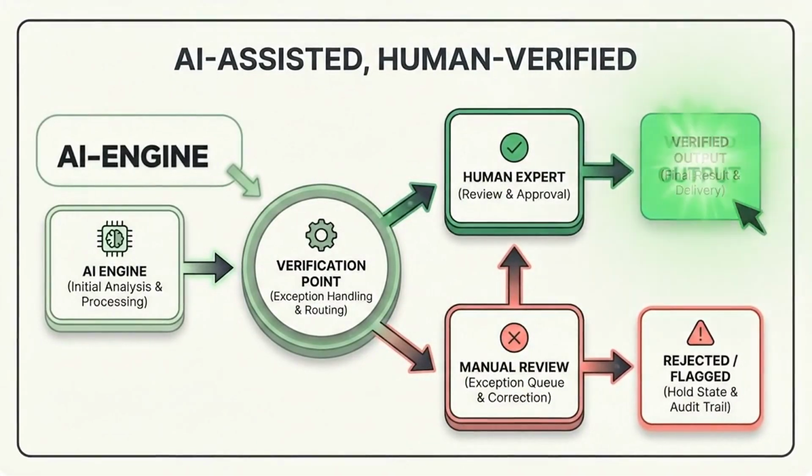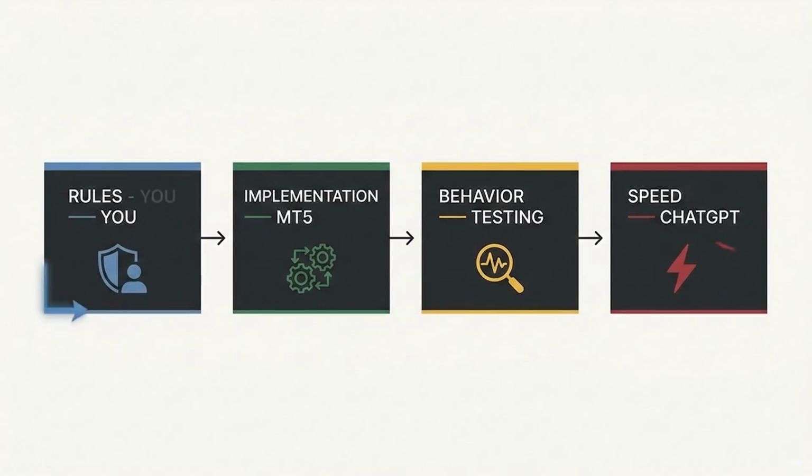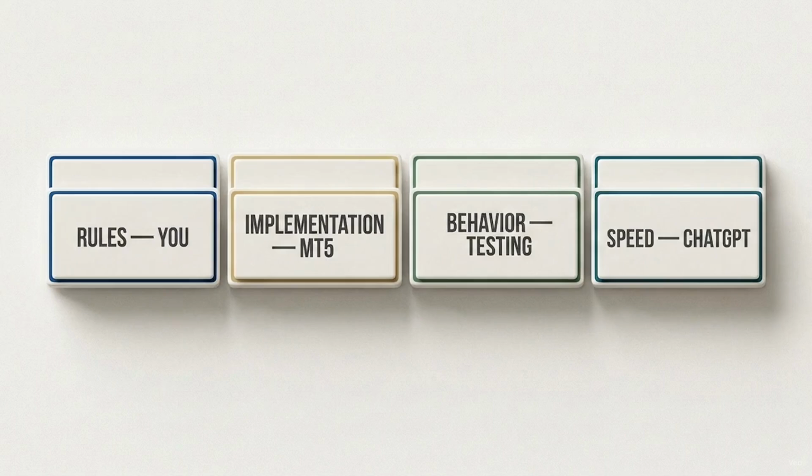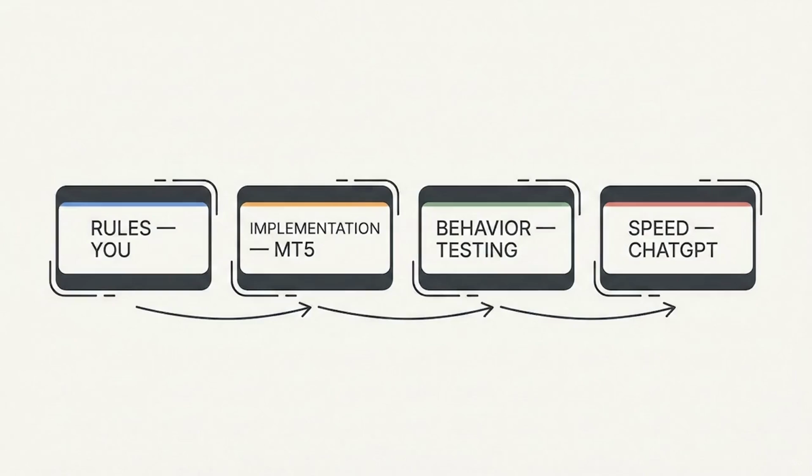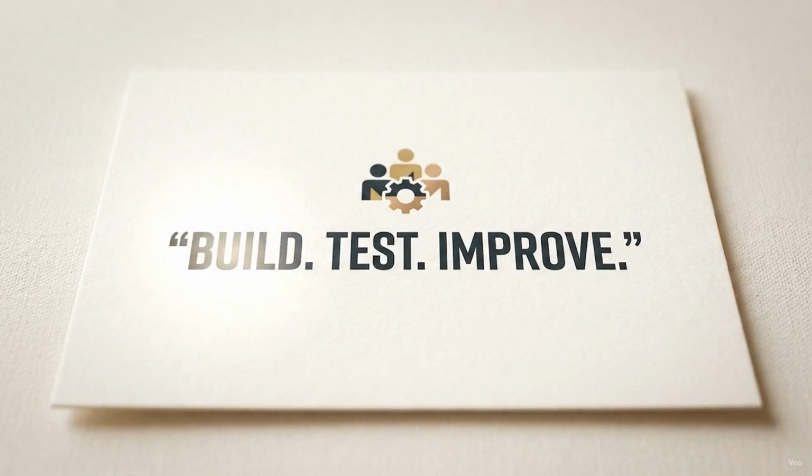That is the useful version of AI-assisted trading development. You remain responsible for the rules. MetaTrader 5 verifies the implementation. Testing exposes the behavior. ChatGPT helps you move between those stages faster.